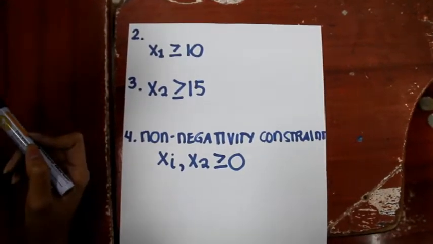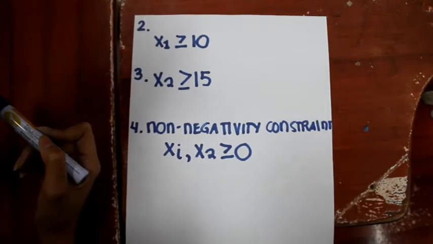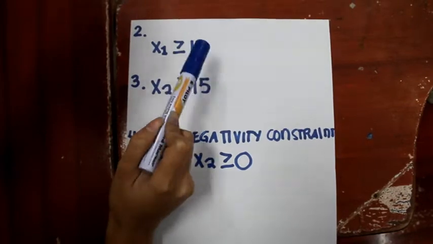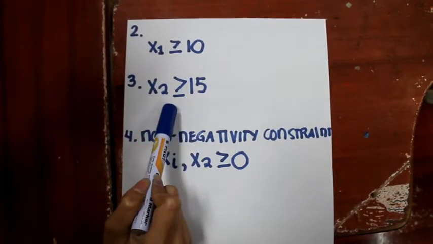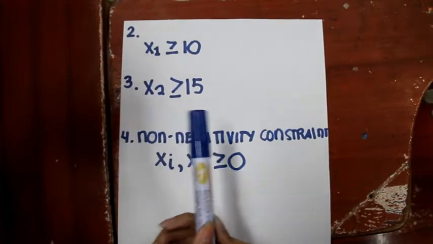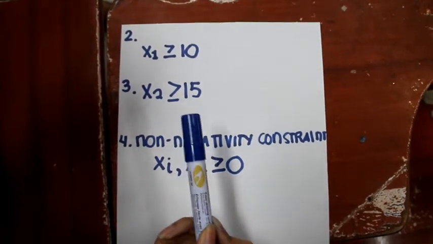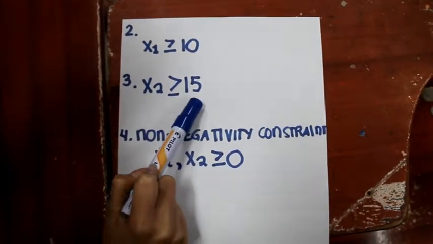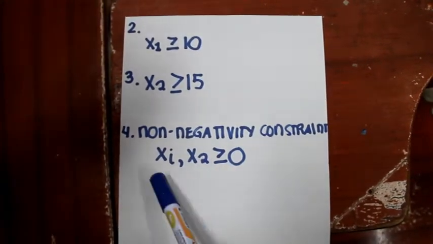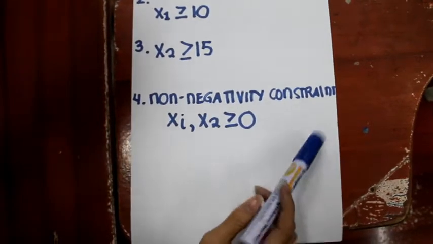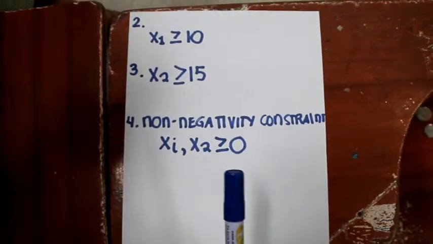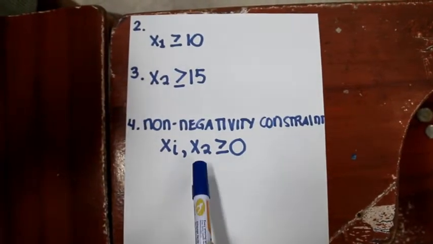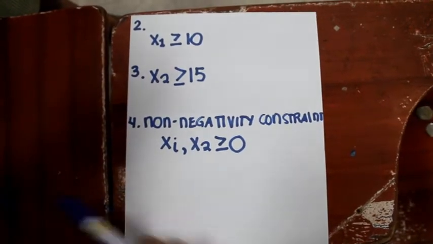The second constraint states that there must be at least 10 Alpha 4s produced. So this gives us the linear inequality x1 is greater than or equal to 10. The third constraint states that there must be at least 15 Beta 5s produced. So this gives us the linear inequality x2 is greater than or equal to 15. For the fourth constraint, or the non-negativity constraint, the Alpha 4s and Beta 5s cannot be less than 0. Therefore, x1 and x2 must be greater than or equal to 0.